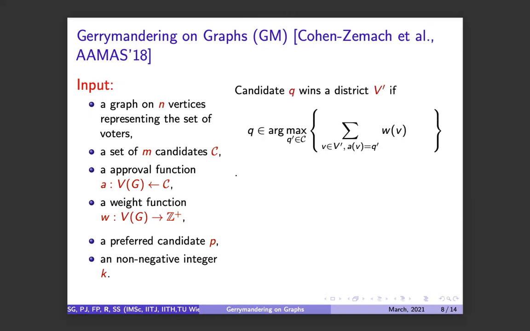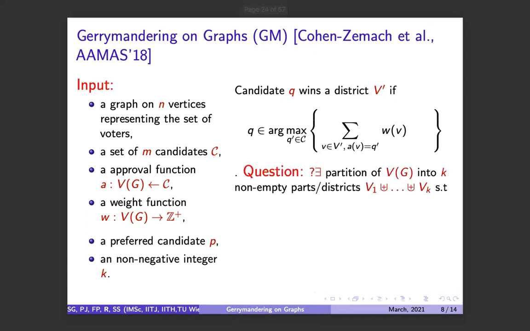A candidate Q wins a district V prime, where V prime is a subset of the vertex set, if the weight it gains from the set of vertices in V prime is maximum. So this is what this expression means: V approves Q prime, and the weight of V is what Q prime gets if V approves Q prime, and the total weight it gets. So this is what it formally means to say that a candidate wins a district.